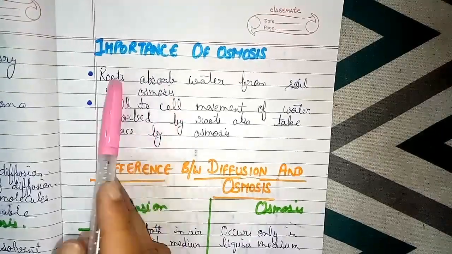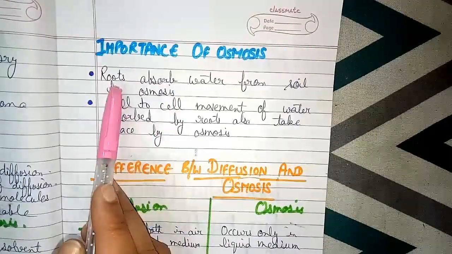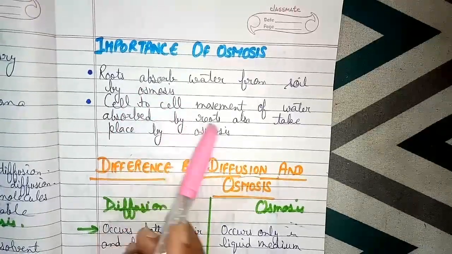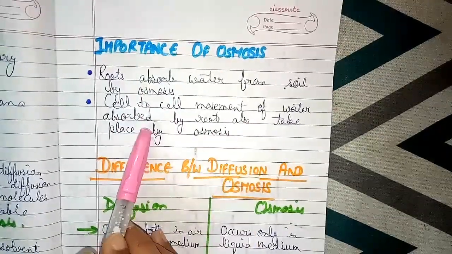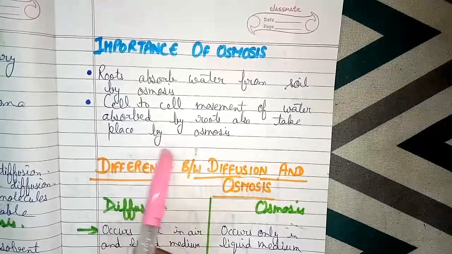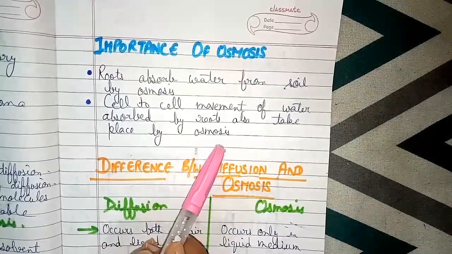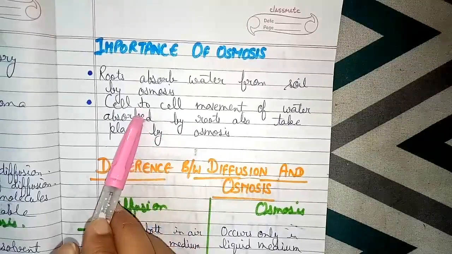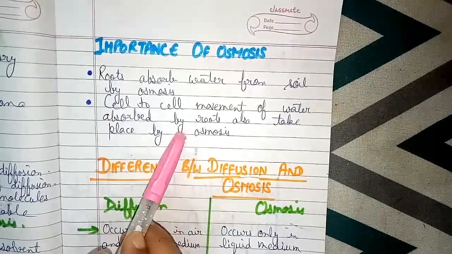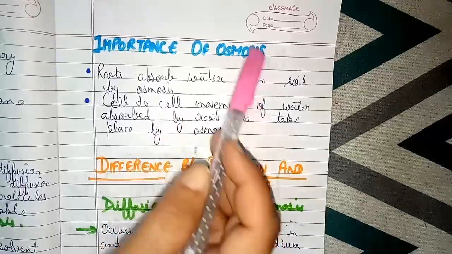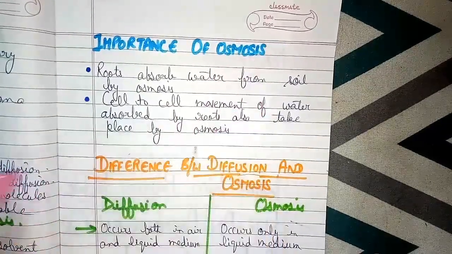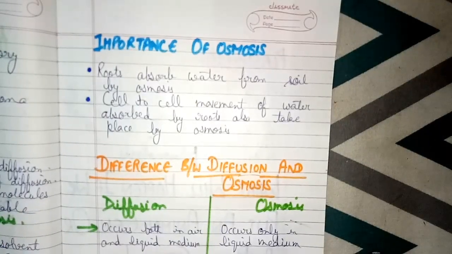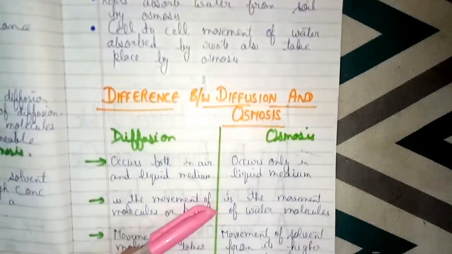Second one is, now the water is absorbed by the roots, the cell to cell movement of water absorbed by roots also takes place by osmosis. So with the help of osmosis, the movement of water molecules from the roots in the upward direction takes place. So there are two processes which occur in the cell, diffusion and second one is osmosis.